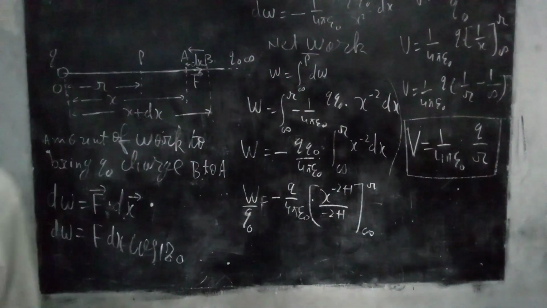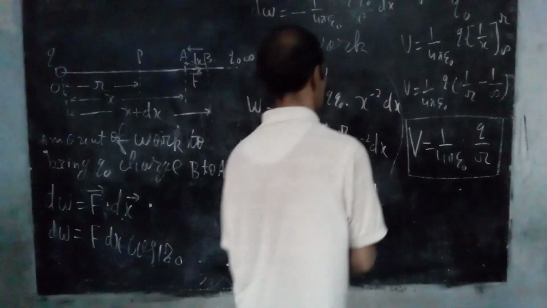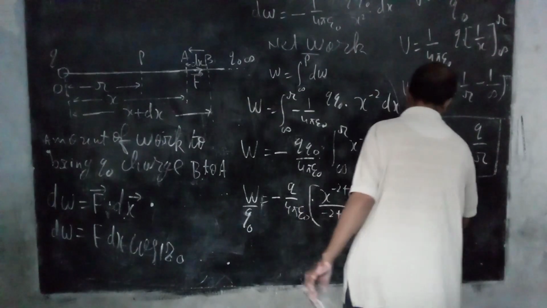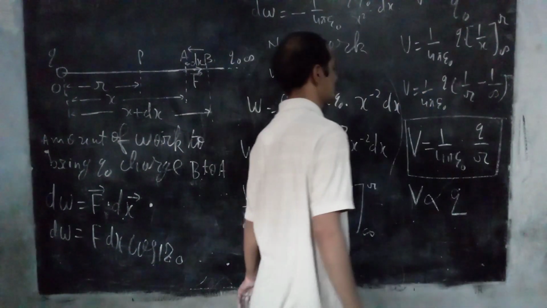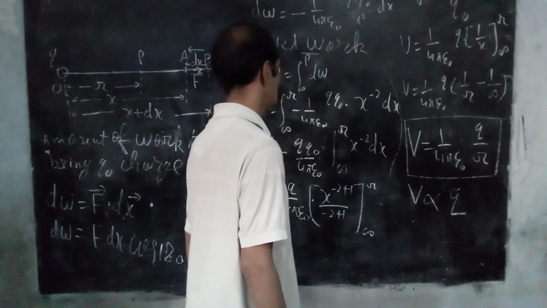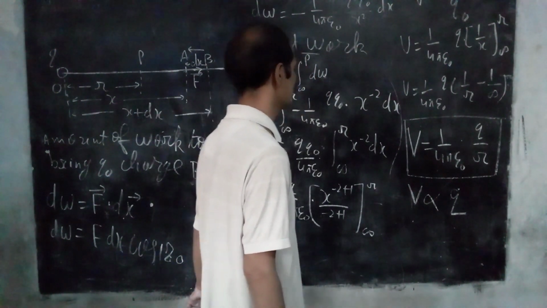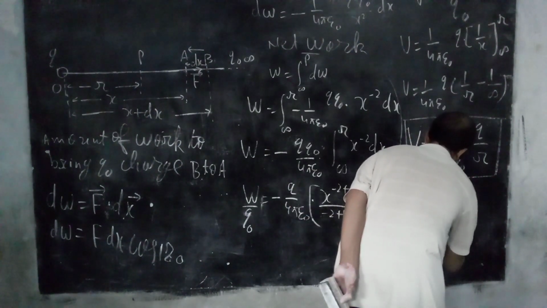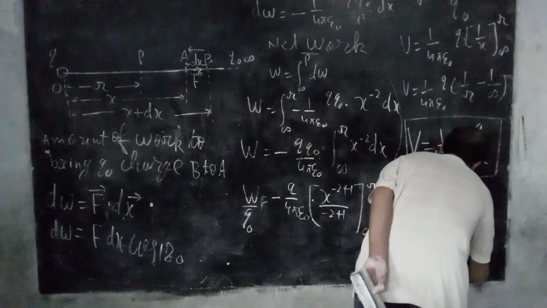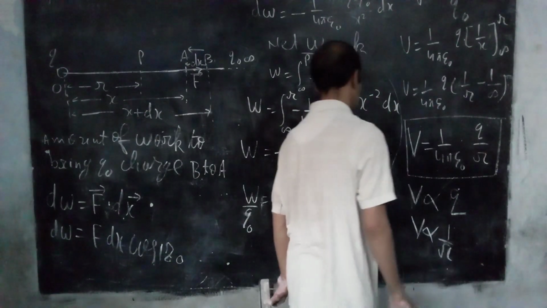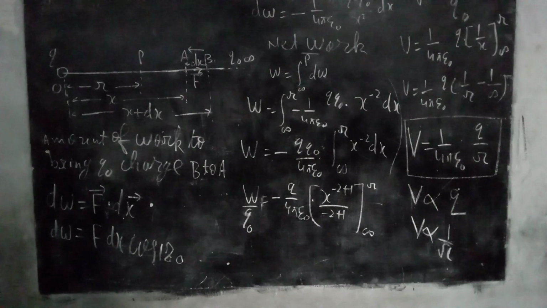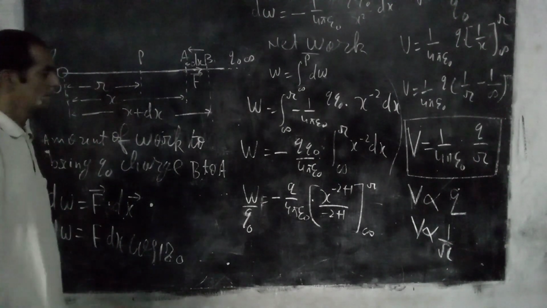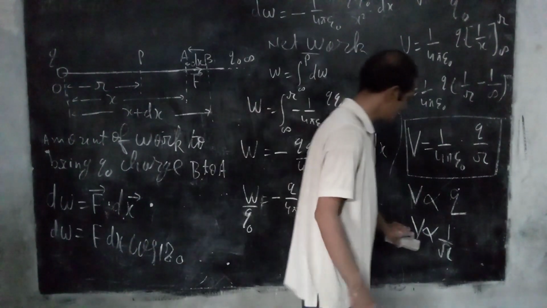Now, this potential is directly proportional to the magnitude of charge and inversely proportional to distance. This means if the magnitude of charge is more, then the electric potential at a point close to it will be more. When you go away from the charge, this potential reduces.